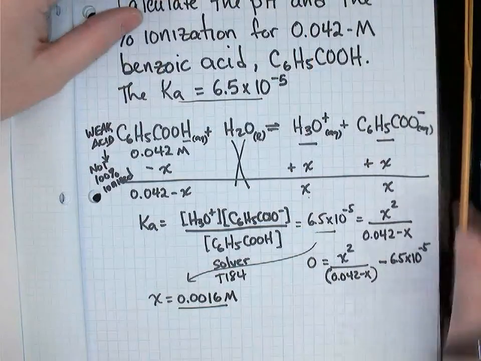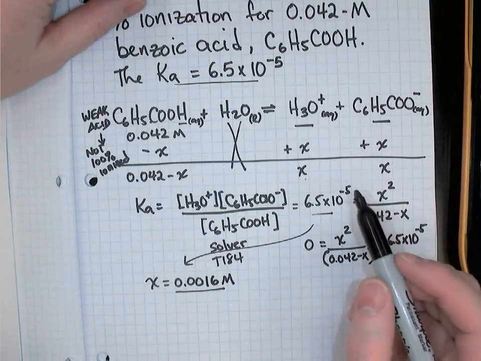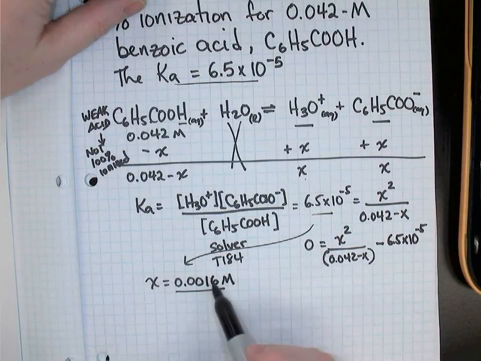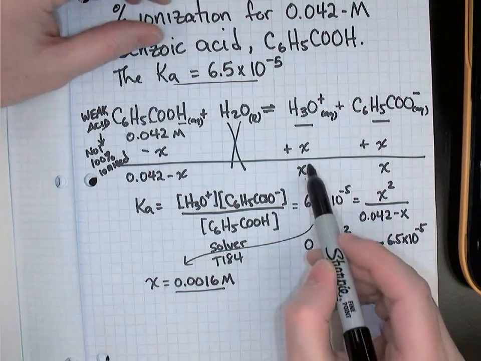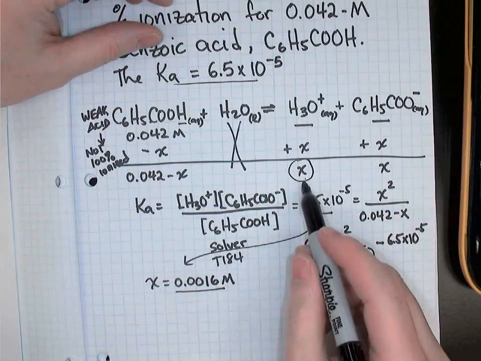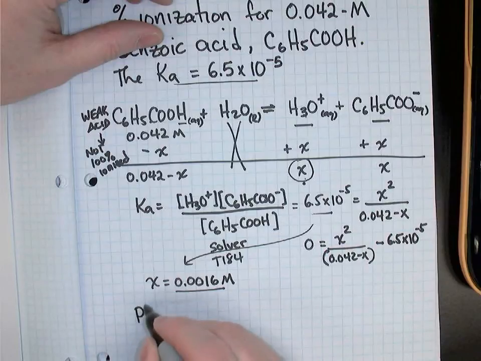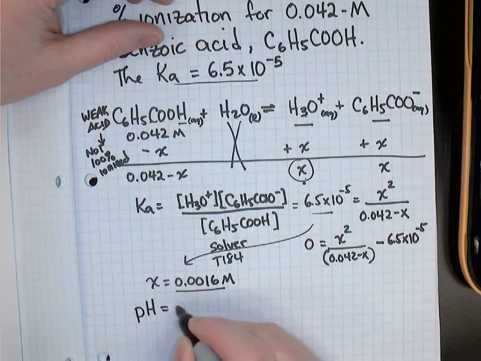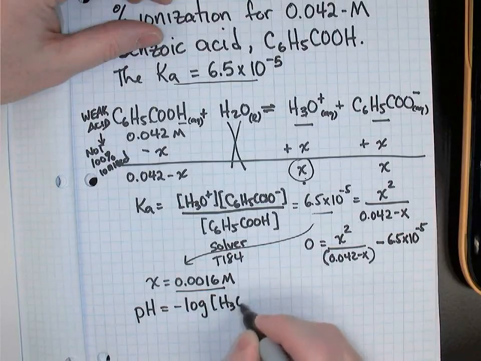Okay? Now we can answer the question. We wanted to know the pH and the percent ionization. Notice that this X in our ice table represents several things. One thing that it represents is the concentration of hydronium. X at equilibrium is the hydronium concentration. That's important because the definition of pH is the negative logarithm of the concentration of hydronium.